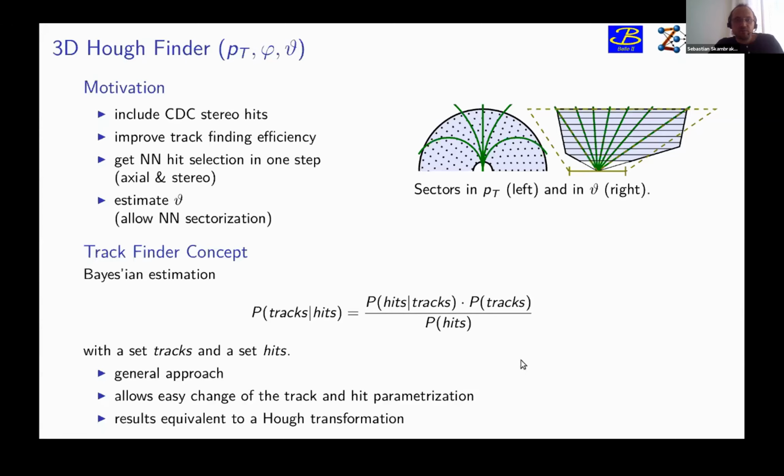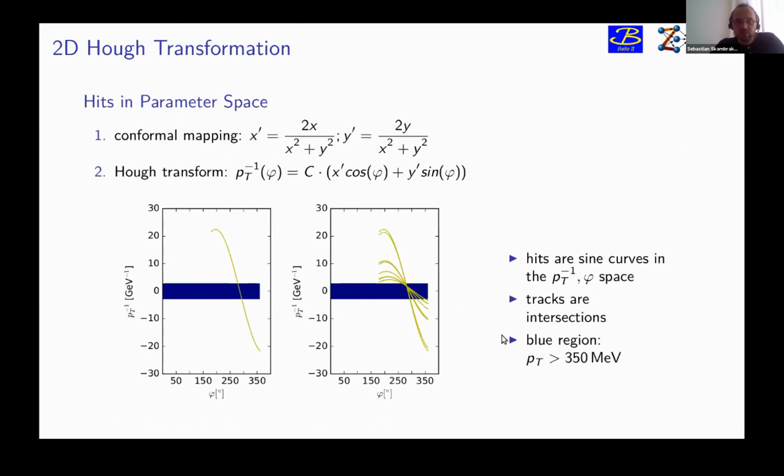But the results are equivalent to a Hough transformation, which I'll show in the next slides. So this is now the basic 2D Hough transformation. After a conformal mapping, we can represent the hits as curves in the track parameter space. So this is a single hit. If you have several hits, you find as the intersection point the track parameters of the track that has caused these hits.